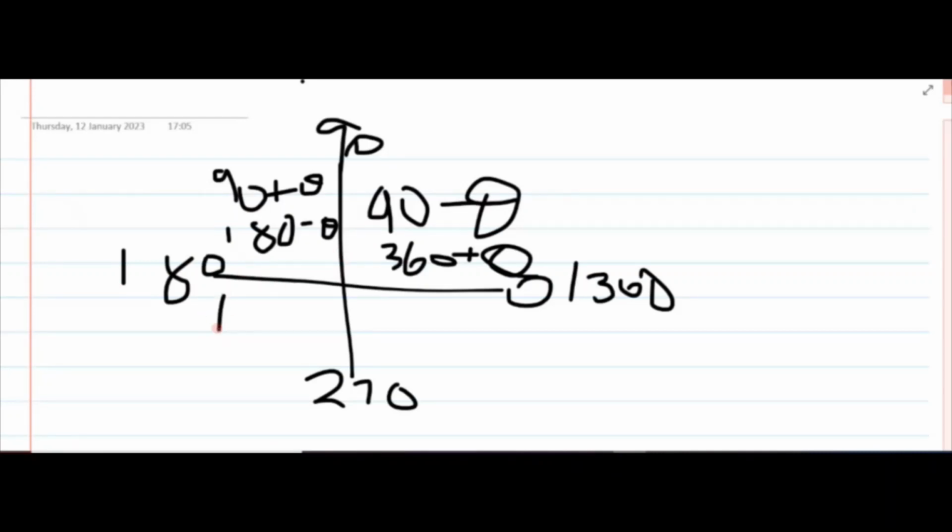So here it's 180 plus theta. Sorry guys, this is an 8. 180 plus theta. This is 270 minus theta. And then this is 270 plus theta, and 360 minus theta.